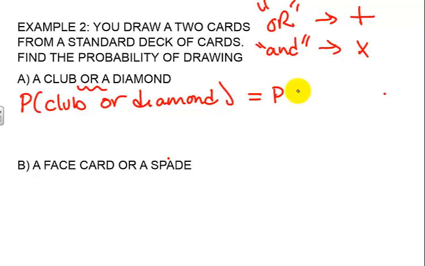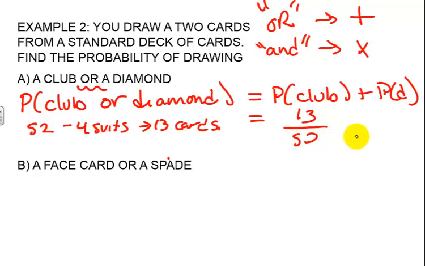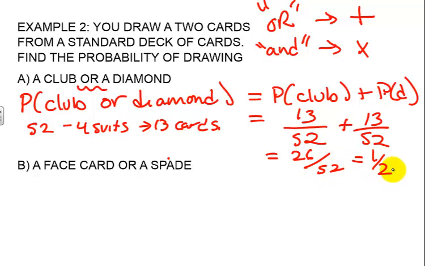So when we're looking for a club, we're saying what's the probability of a club or a diamond? First we separate them: the probability of a club plus the probability of a diamond. How many total clubs are there? Well, there's 52 cards in a deck. There's 4 suits, so each suit has 13 cards. So we have 13 clubs over a total of 52 cards, and we have 13 diamonds over a total of 52 cards. When we simplify that, we get 26 over 52, which is half, meaning that half the deck is going to be clubs or diamonds.